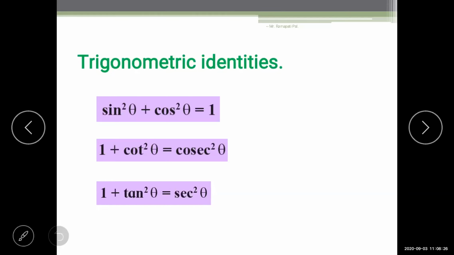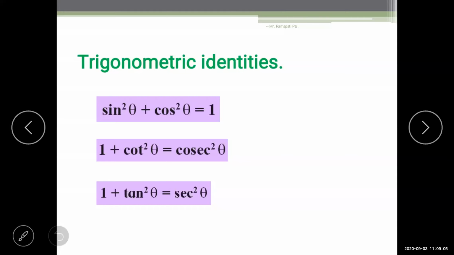Okay. So trigonometry identities: sin square theta plus cos square theta is equal to 1. 1 plus cot square theta is equal to cosec square theta. 1 plus tan square theta is equal to sec square theta. These three identities are very important, and the identities which form from this, that you should know. If you remember this main identity, then you can form the others also. Okay, is it clear? Up to here you understood?